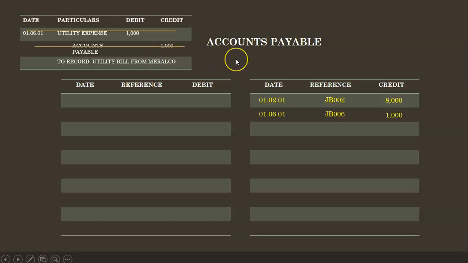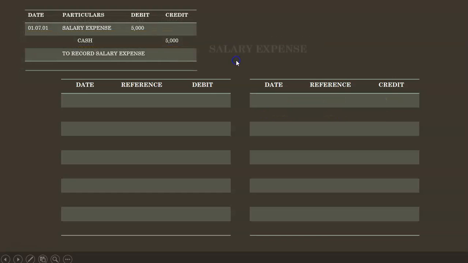We can now proceed to our journal book entry number 7. The salary expense. Of course, salary expense is in the debit, so we post it in the debit. This is the transaction number 7, or the journal book entry number 7. And we are done with this, so we can now move on to post this credit 5,000 cash.